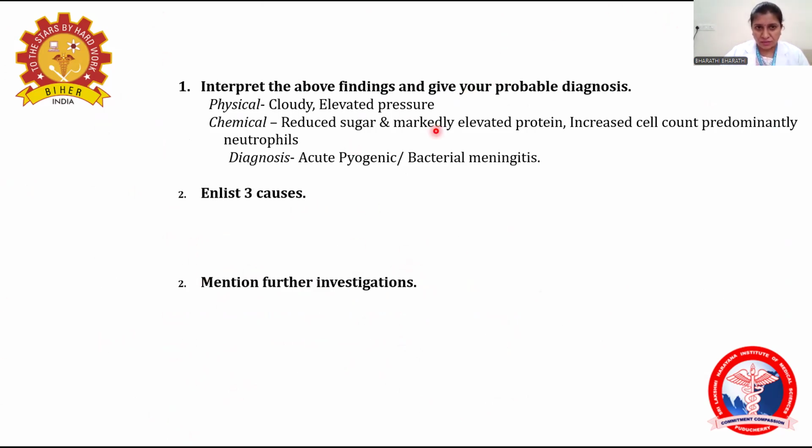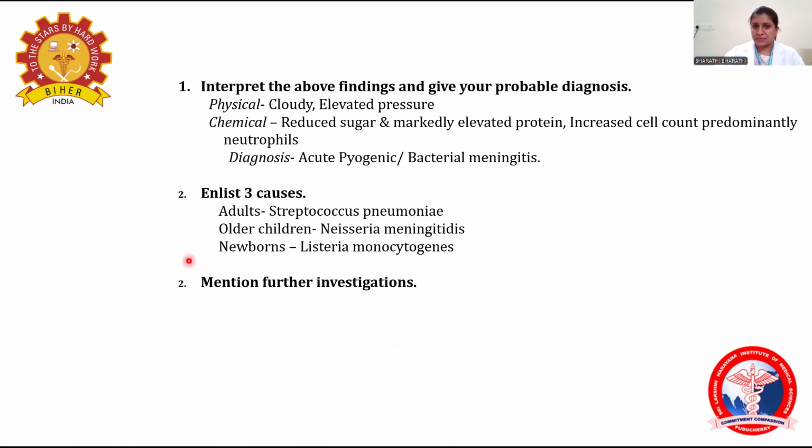You can see this is the interpretation: cloudy, elevated pressure, reduced sugar, markedly elevated protein, increased cell count, predominantly neutrophils. So diagnosis: acute pyogenic or bacterial meningitis. What are the three causes of bacterial meningitis? Streptococcus in adults, Neisseria in older children, and in newborns Listeria. So Streptococcus, Neisseria, and Listeria are the most common causes of bacterial meningitis.